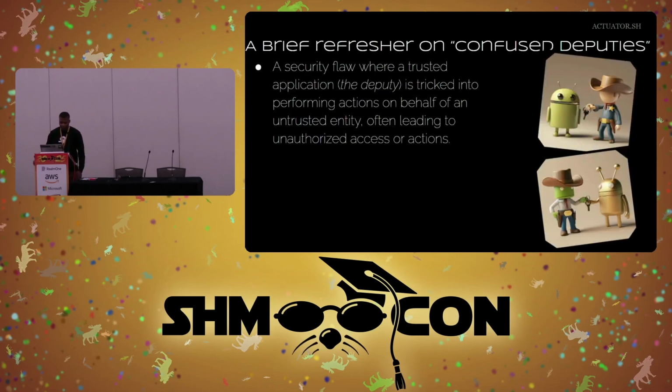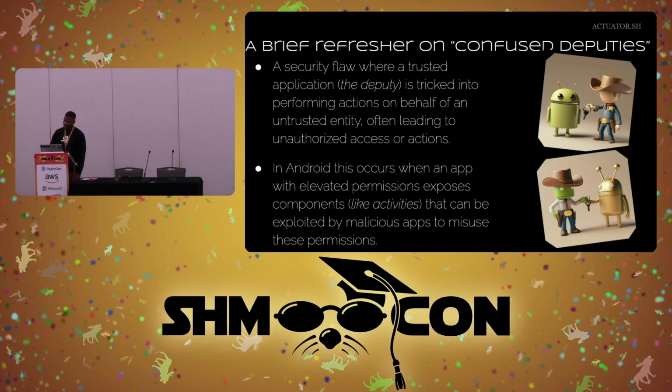So here's a brief refresher on confused deputies. This won't be a slide reading, but I'm just going to go over it quickly. A confused deputy is a security flaw where a trusted application acting as the deputy is tricked into performing actions on behalf of an untrusted entity. And this often leads to unauthorized access or actions. And in Android, this occurs when an app with elevated permissions exposes components. This can be activities, providers, broadcast receivers, and can be exploited by a third-party application.